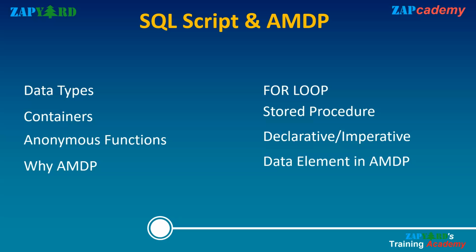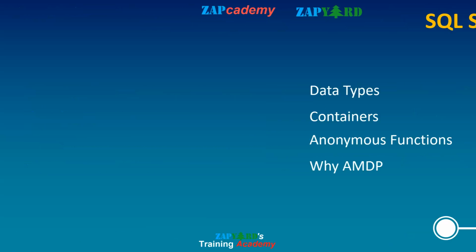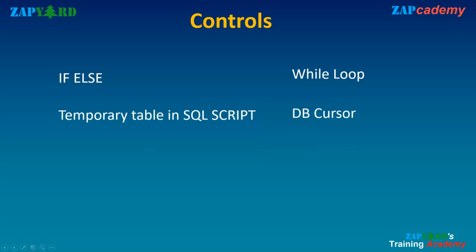We will check how we can use data element in AMDP procedure function and also learn how to call a procedure from another procedure. We will continue with IFLs, while loop, temporary table concepts in SQL Script, database cursor, parameterized database cursor, SQL exception, and the right way to handle exceptions in SQL Script.